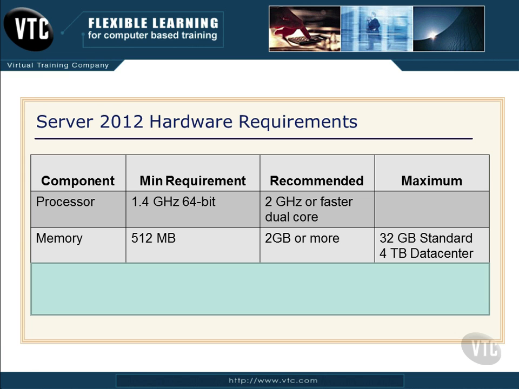And then the maximum, watch for this, you could see this on the exam. If you're running Windows Server 2012 Standard, 32 gigabytes of RAM is the max. And if you're running Datacenter, 4 terabytes of RAM.